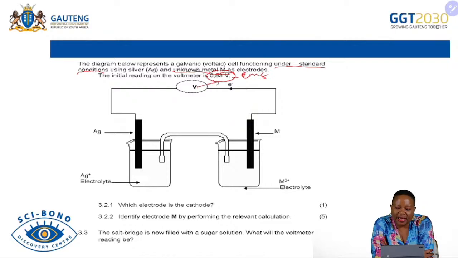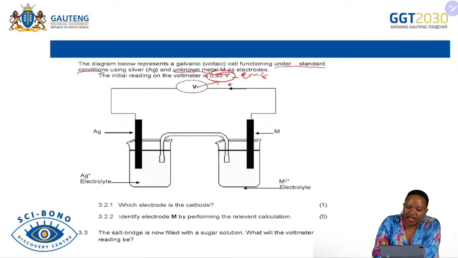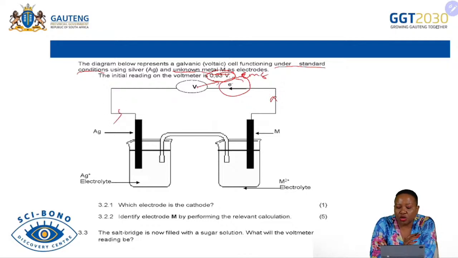When you analyze the diagram, you can see that now they are showing us the movement of electrons. They are coming from the side of M, going to the side of silver. So immediately they are telling us which side undergoes oxidation and which side undergoes reduction. And we have the electrolyte of silver and the electrolyte of M, which we don't know, which we need to identify. So the first question says, which electrode is the cathode?